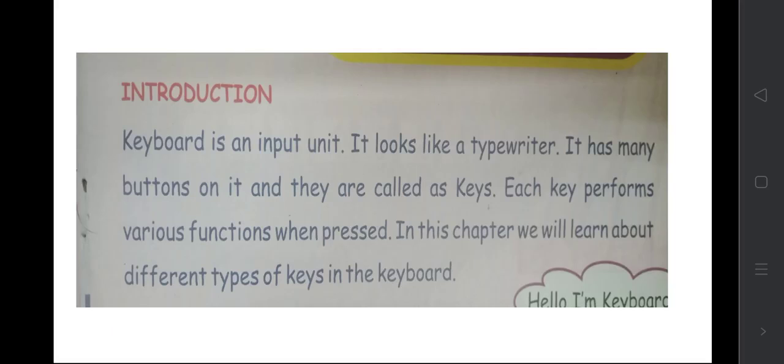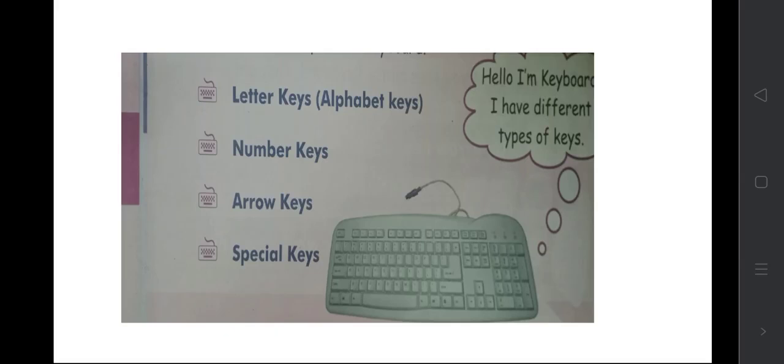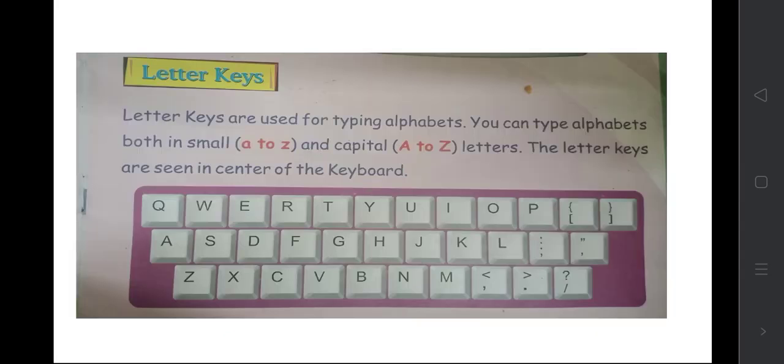In this chapter we will learn about different types of keys on the keyboard. First we will learn what types there are. Letter keys, number keys, arrow keys, and special keys are the four types of keys present. So we'll see them one after one.